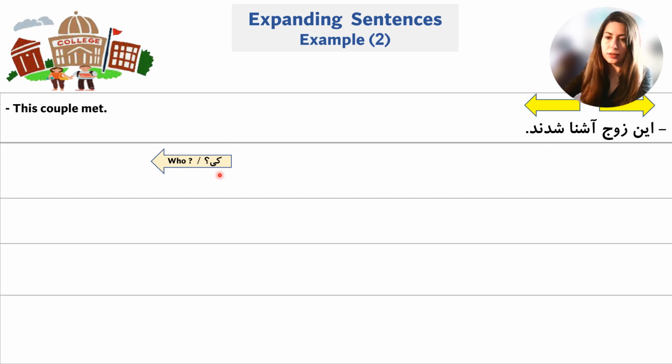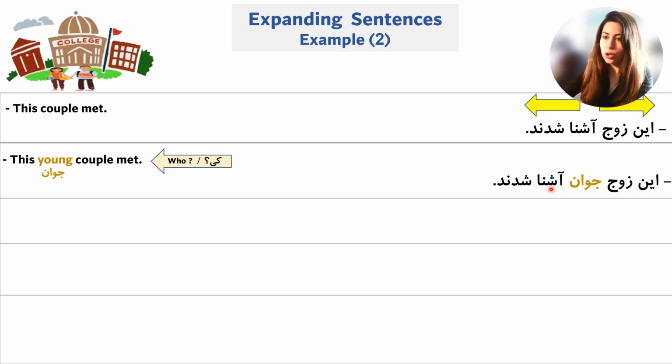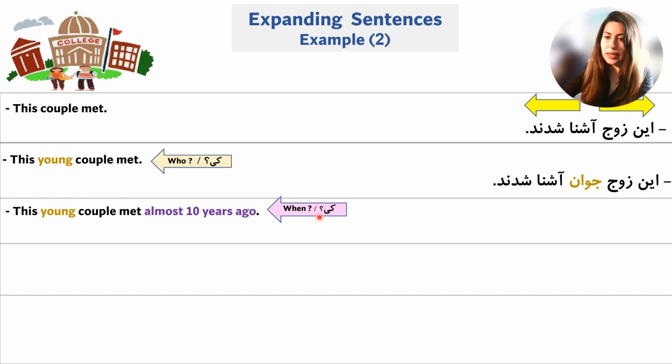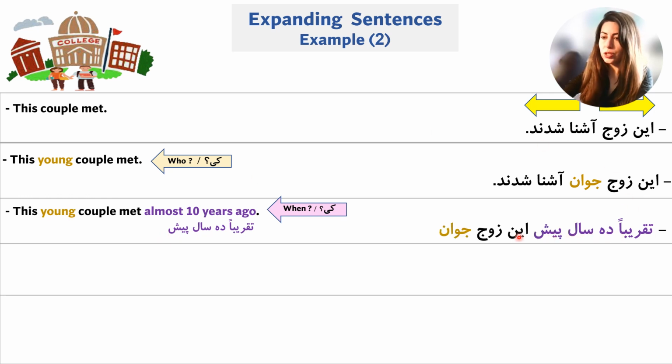We can see if we can add an adjective to the sentence. We can say something like maybe this young couple met. So young is جوان. این زوج جوان آشنا شدند. Let's expand it even further. We can answer the question K. Almost 10 years ago. تقریباً 10 سال پیش. تقریباً 10 سال پیش این زوج جوان آشنا شدند.